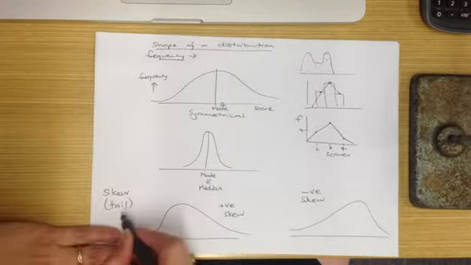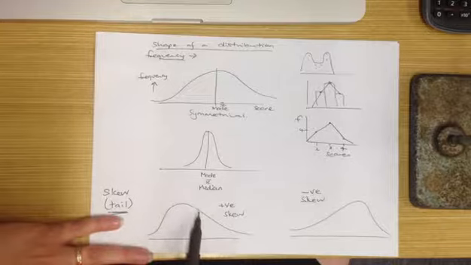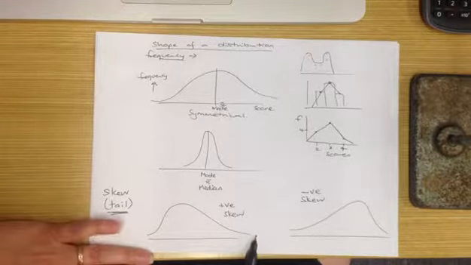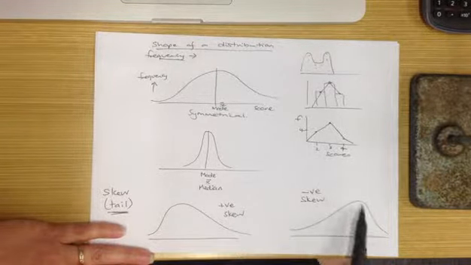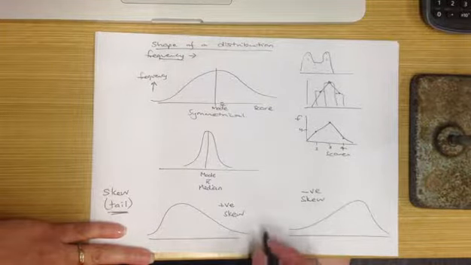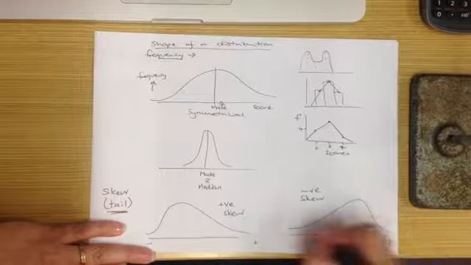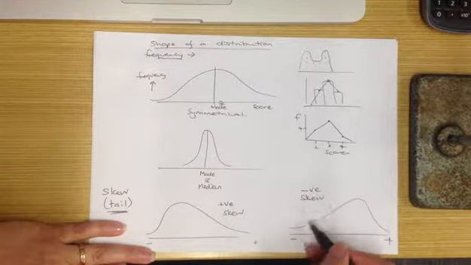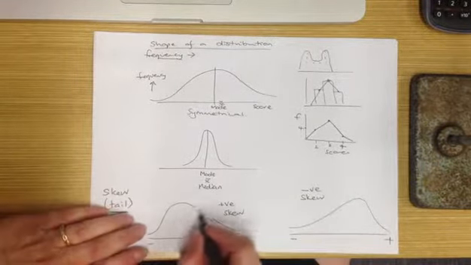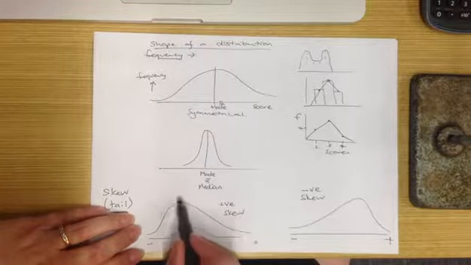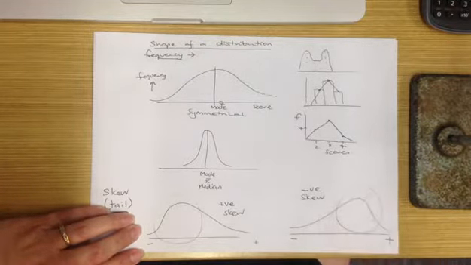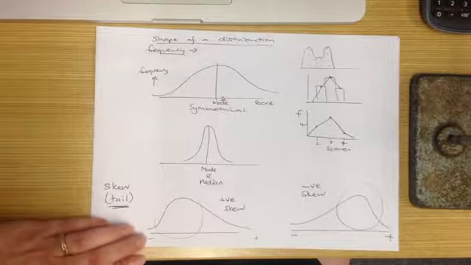So if I look at the skew, I'm looking for the tail. So if this tail is in the positive side, then it's a positive skew. If this tail is in the negative side, so obviously positive is up here, negative is down here. So if the tail is negative, then it's a negative skew. And what that means is that up here is where most of the data is sitting.